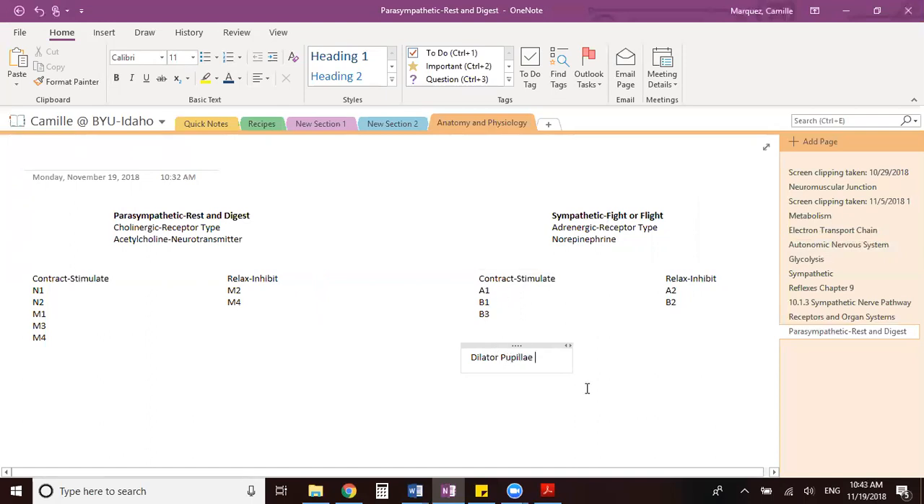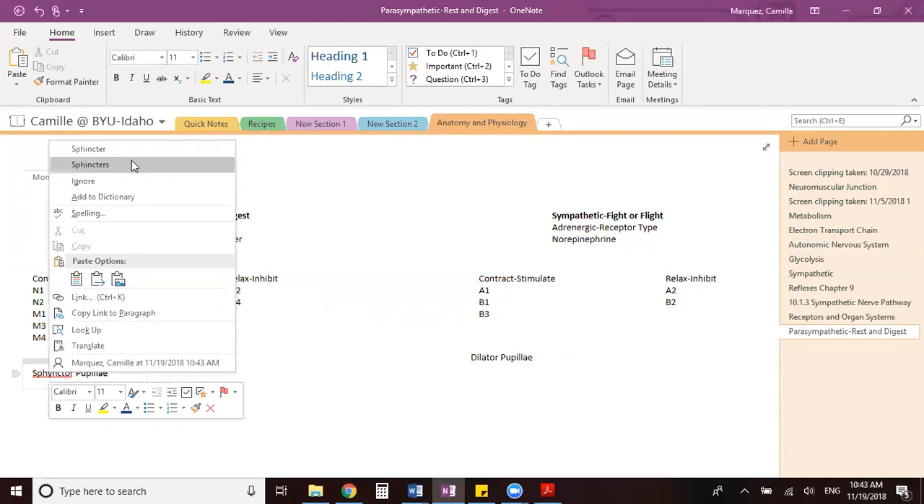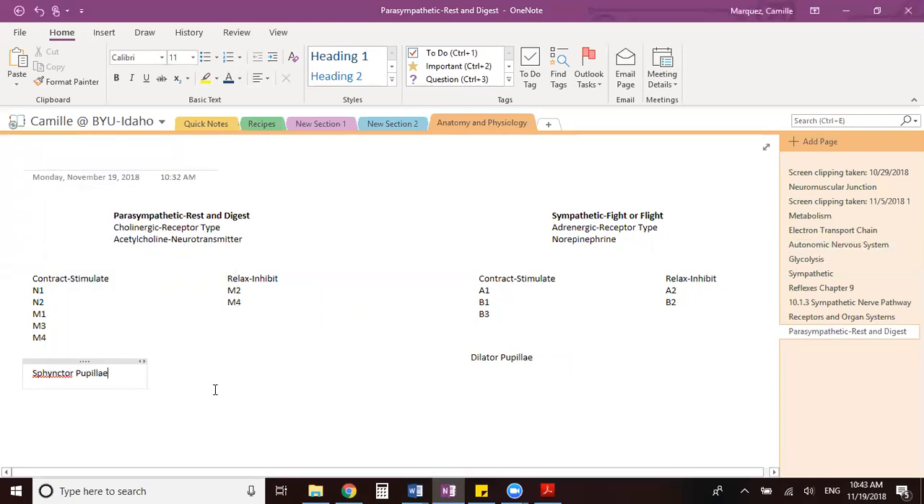And then we have another muscle called the sphincter pupillae. Now, sphincter pupillae muscle does the exact opposite of this dilator pupillae. It's going to contract your pupil or make it smaller. And this is a parasympathetic response. And the way it does this is the sphincter pupillae is also going to contract. So over here, we're going to put sphincter pupillae. So those are those two muscles we're going to do.